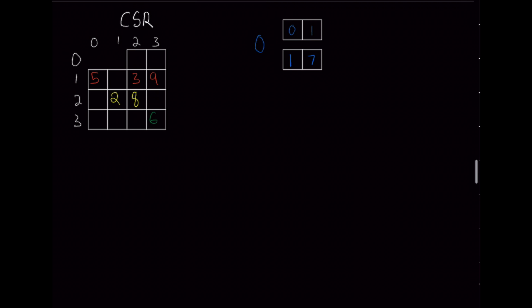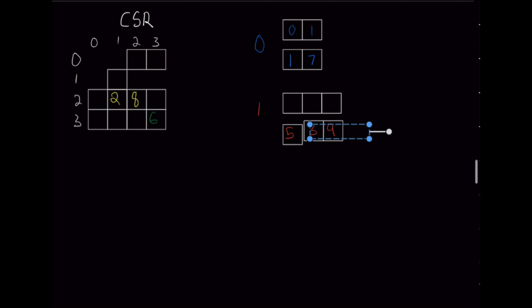Now for row 1, there are 3 non-zero values. So we build a column and we extract their values. And these were 0, 2, and 3 respectively. And we do the same for the remaining 2 rows.